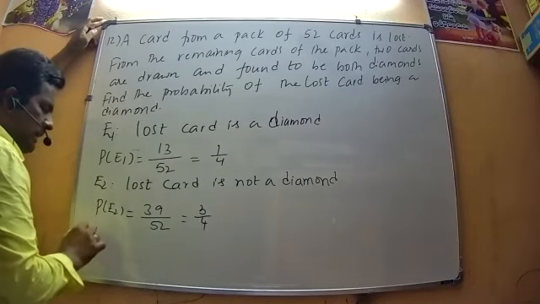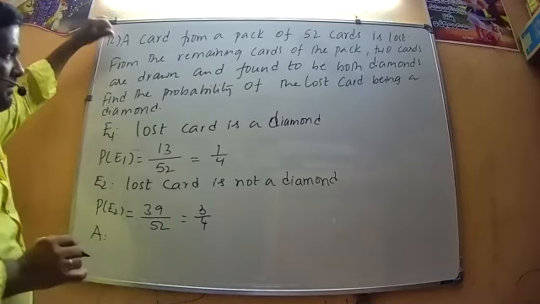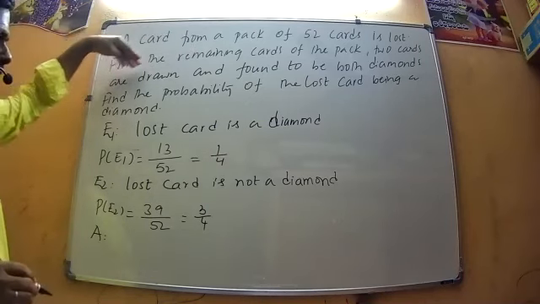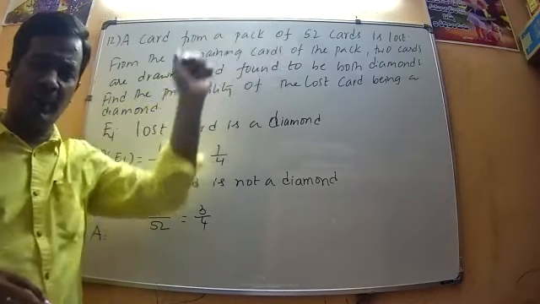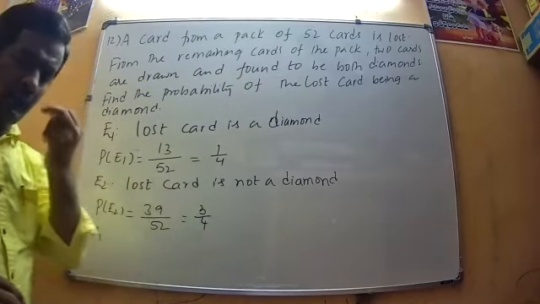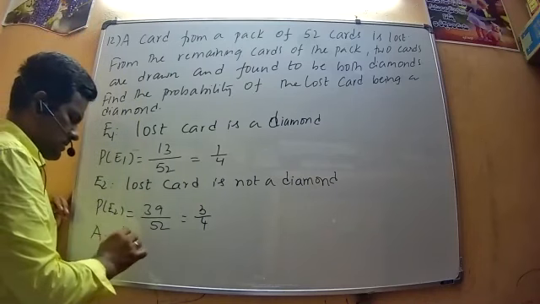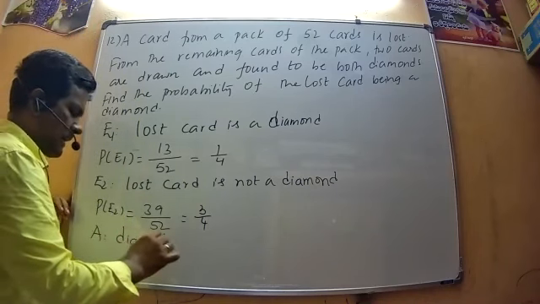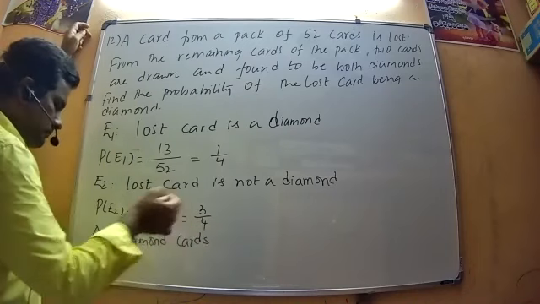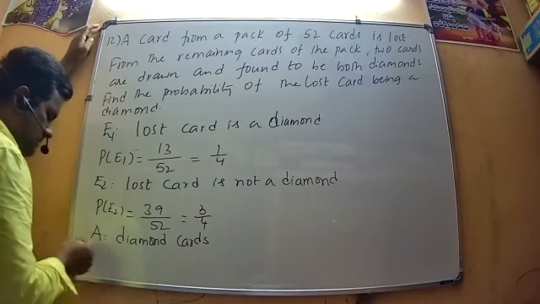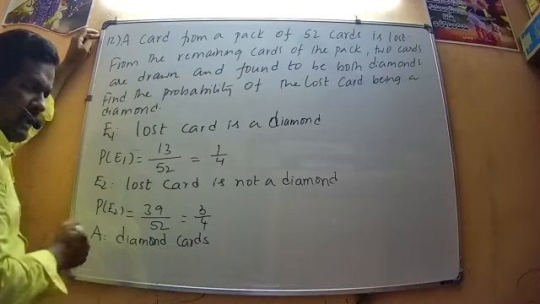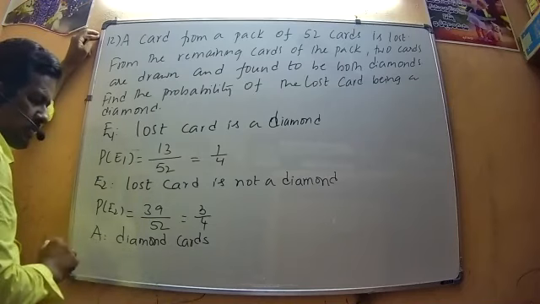Now, how is the event A to be described? He mentioned very clearly: from the remaining cards of the pack, two cards are drawn and are found to be both diamond cards. Two cards are drawn, so both are found to be diamond cards. So event A we can describe as drawing diamond cards. Now we are going to find the value of P of A. P of A can be found using the law of total probability.